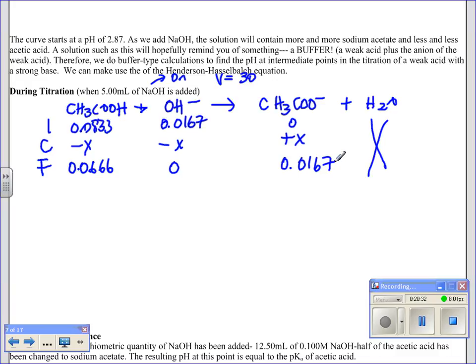Now at this point, whenever you've completed your ICF chart, you need to look at it and decide what you have. Right now we've got a solution that contains 0.0666 mole per liter of the vinegar and 0.10167 mole per liter of the acetate. So this, you must recognize, is a buffer, and so you can use the Henderson-Hasselbalch equation to very quickly and easily calculate the pH. The pH at this point is 4.14.